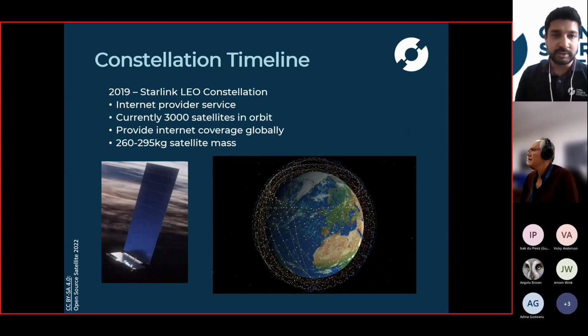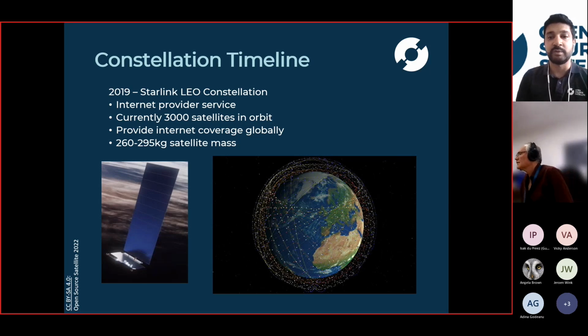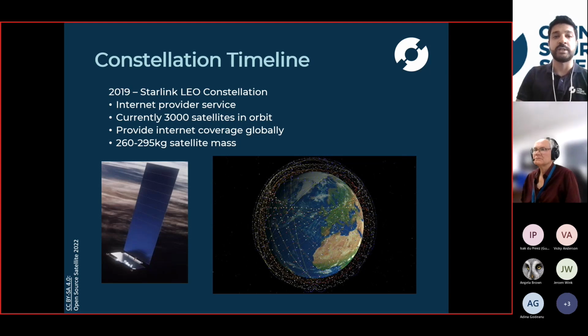Most recently, as a lot of people will have heard, is the Starlink low Earth orbit constellation, an internet provider service. There are currently 3,000 satellites in orbit, with plans for many more coming soon. This provides internet coverage globally, and the satellite mass is around 260 to 295 kgs, so it's still within the small satellite range, and it started in 2019.